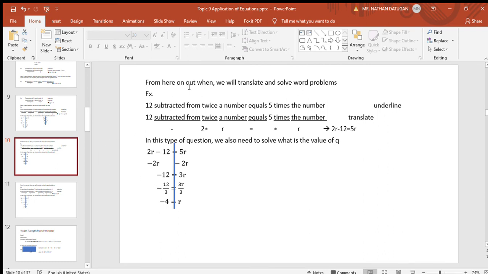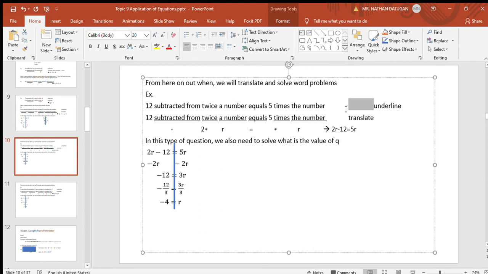So from here, now instead of just translating, we're also solving word problems. So we have 12 subtracted from twice a number equals 5 times the number. So translate. First things first, underline. Figure out which one is the equal sign. In this case, it's pretty obvious. This is your equal sign. And now we know left hand side and right hand side.